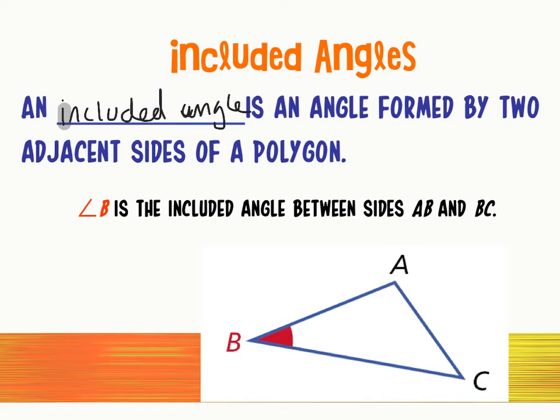So here we have side AB, this side, and side BC, this one, and the included angle, which is B, is the angle that is right in between them. So we have 2 sides, and right in between them is the included angle.